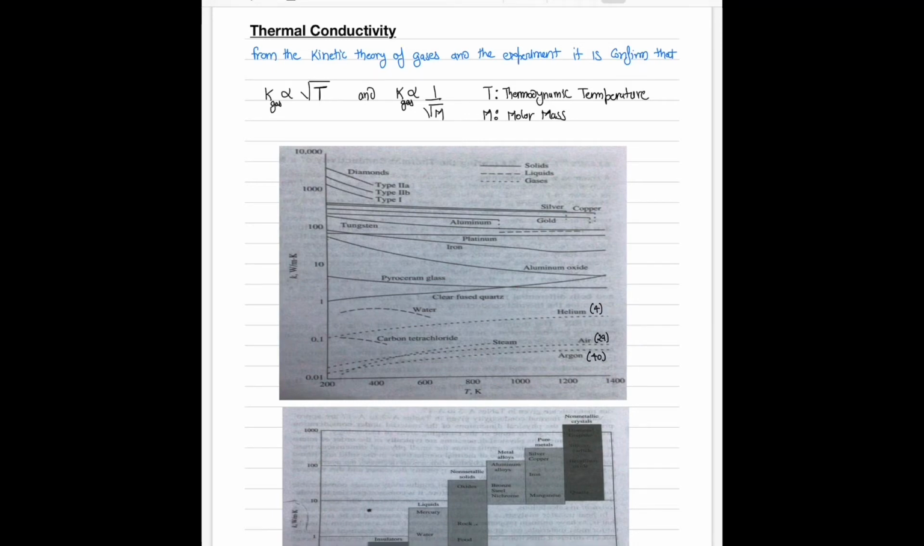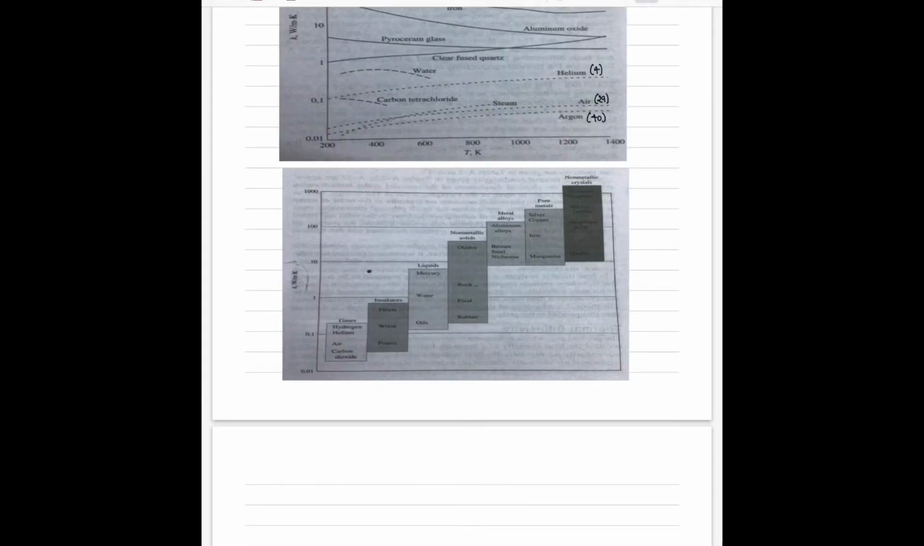Now let's observe the thermal conductivity of solids such as silver, copper, platinum, iron, aluminium, etc. It is clearly observed from this figure that the thermal conductivity of solids decreases with the increase in temperature. Liquids show the same behavior as solids, and their thermal conductivity decreases with the increase in temperature, and water, which is a liquid, is an exception here.